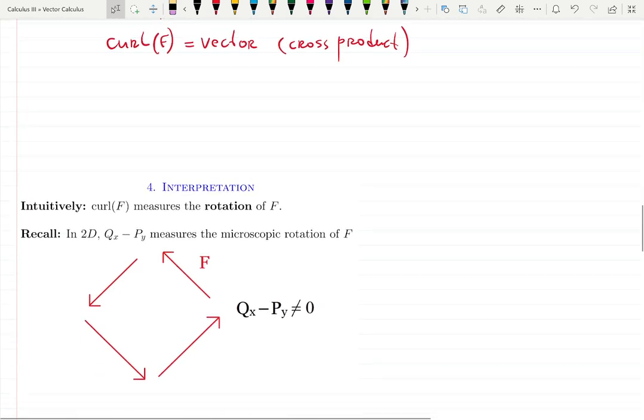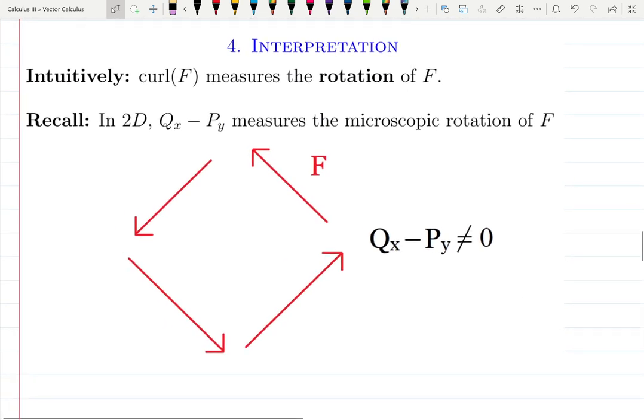Cool, so let's do some interpretation. Oh, more questions? Did I miss someone? Technical stuff, you practice a lot, you define. Intuitively, curl measures the rotation of f. Write this down because that is a pretty cool idea.